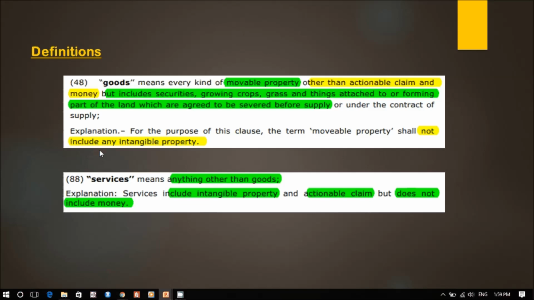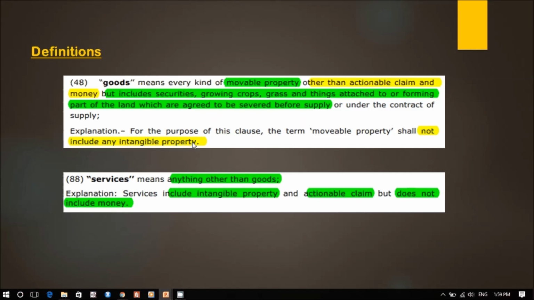So this is the definition of the goods, and there is an explanation. For the purpose of this clause, the term movable property shall not include any intangible property. So any intangible property would not be covered under the definition of goods. So basically each and every movable property is goods except three exceptions that I highlighted in yellow color. These are actionable claim, money, and intangible property.